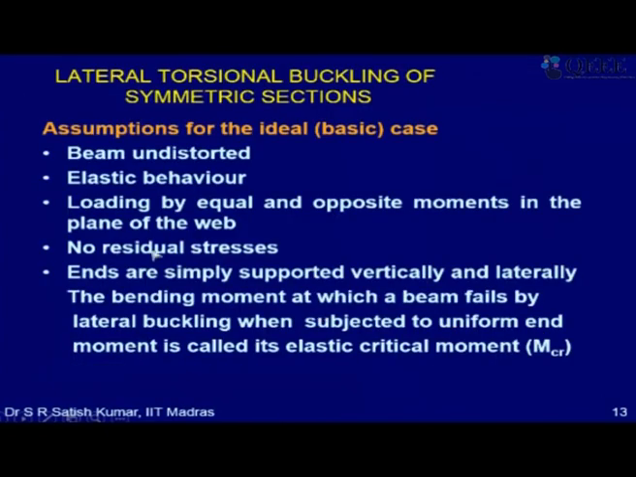So to take care of this, we have to understand how to do a buckling analysis and bring that value into the design. So the lateral torsional buckling of symmetric sections is quite similar to what we do for Euler's buckling of a column. So the same assumptions which Euler made, that is, he said the column is perfectly straight. So here I have written it as beam is undistorted. So that means my beam is perfectly straight in plan. Okay, that is, when I look from above, it is perfectly straight.